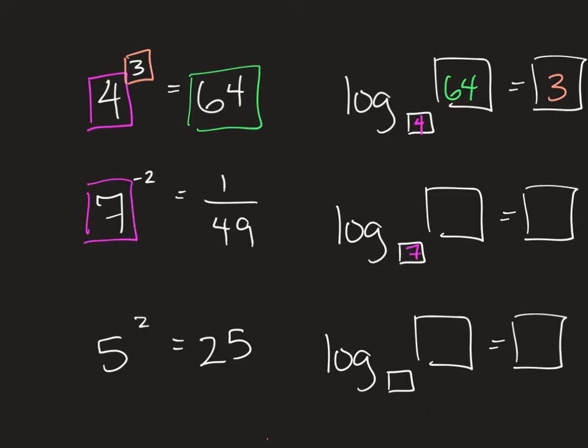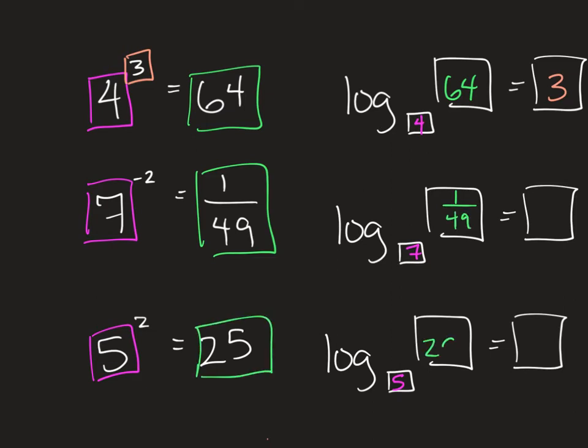The 7 is the base. The 5 is the base. The argument is 1 over 49 here. The argument here is 25. And then, of course, the exponent here is what the log is equal to. So in that case, those are all of those things. So hopefully that helps you understand what the logs are. Now, why is not what I even want a log?